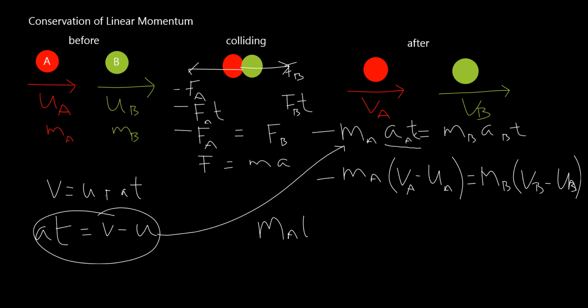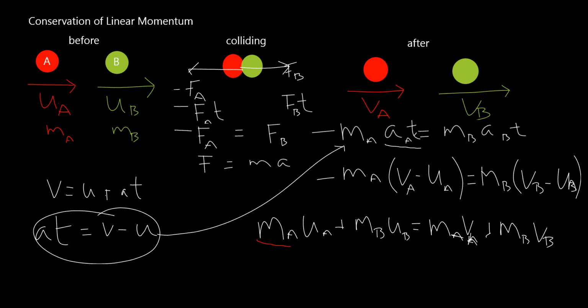I end up with ma ua plus mb ub equals ma va plus mb vb. Now let's take a look at what this is telling us.